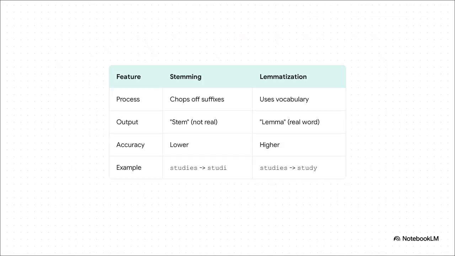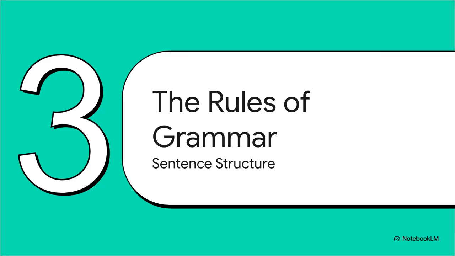And this table really nails the difference. Look at that example. Stemming, well, it's kind of fast and crude. It just hacks off the end of the word studies and gives you studi, which isn't a real word. Lemmatisation is the smart one. It actually uses a dictionary. It understands the language, and it knows the proper root word, or lemma, is the actual word study. Way more accurate.